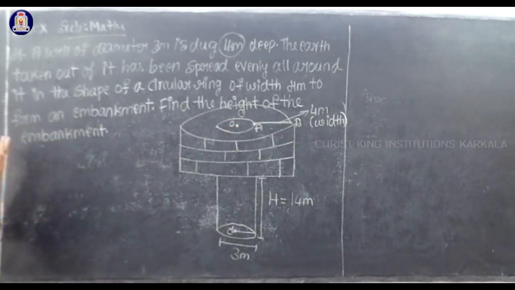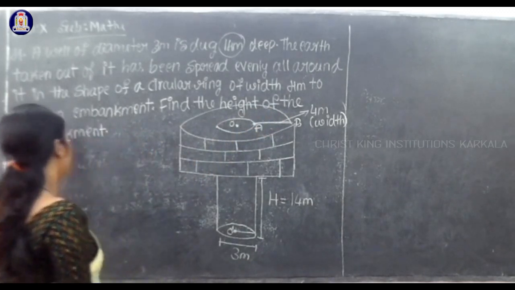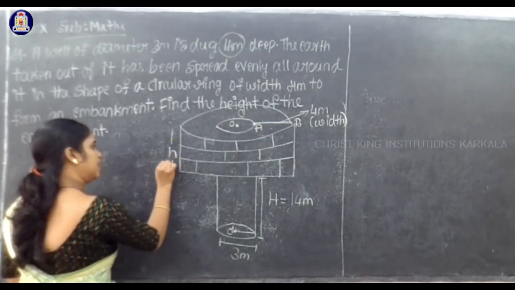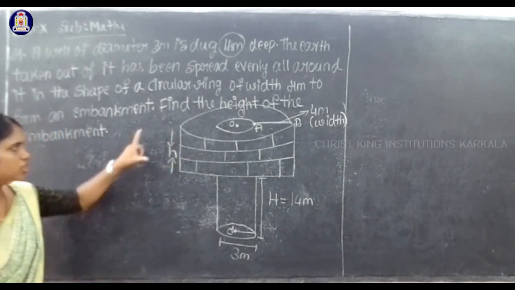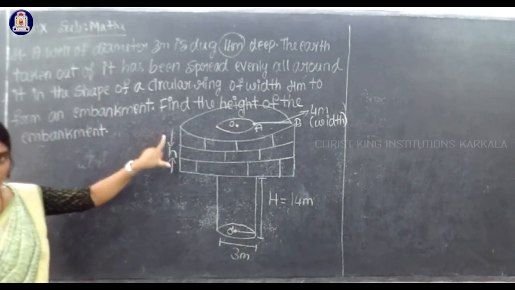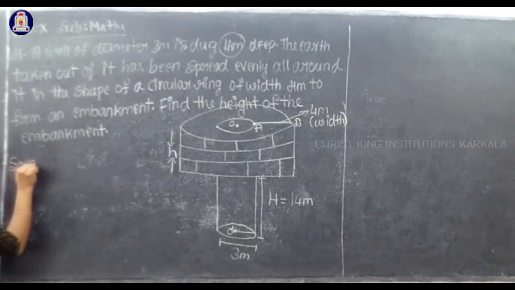To form an embankment, find the height of the embankment. Suppose this is the height of the embankment. So your question is, what is the height of this embankment? This is your question. Okay, so, solution.